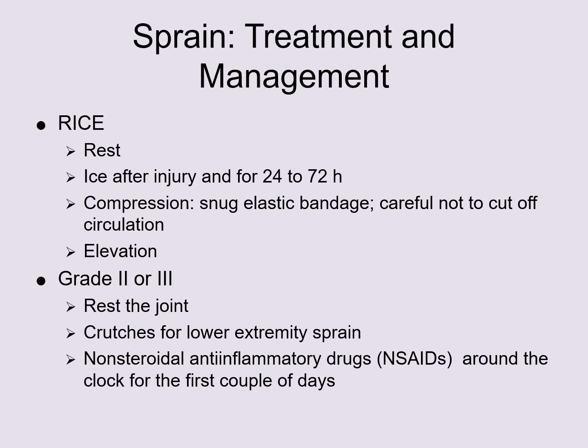We want to rest the joint. We're going to give them crutches for lower extremity sprains. That means it's not stable in 2 and 3. They can't go walk. They're going to be unstable. There's a lot of discomfort, so they need the crutches. They're going to rest that joint by using crutches. They're not going to be walking on it. They're going to let the good leg work and the crutches work to keep them mobile.